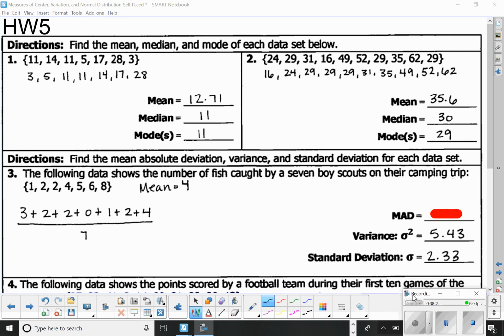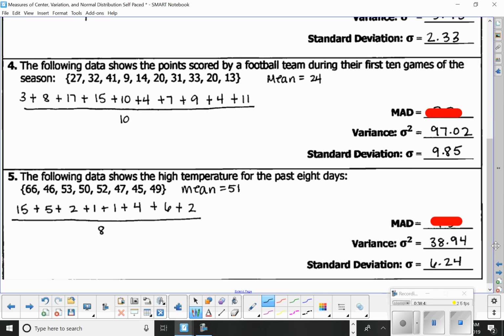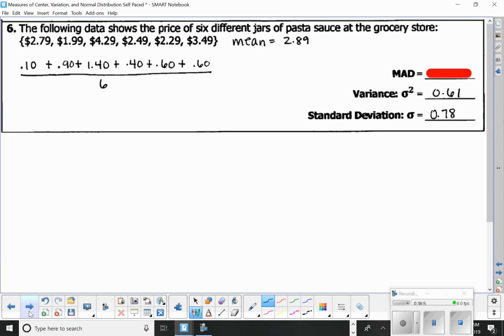Okay, so here's numbers 1, 2, and 3. And again, remember I told you don't worry about the mean average deviation. You don't need that. You don't need the MAD. Okay, and here's this one. That's why I've actually got them crossed off, because you just don't need it. Let it go. All right, pause the video. All right, next up, number 6, 6 different jars of pasta.